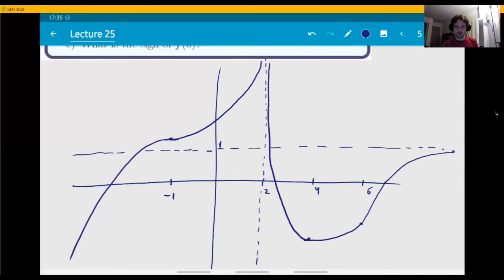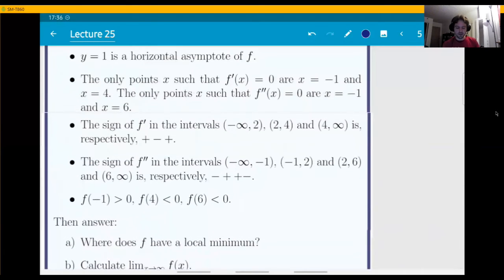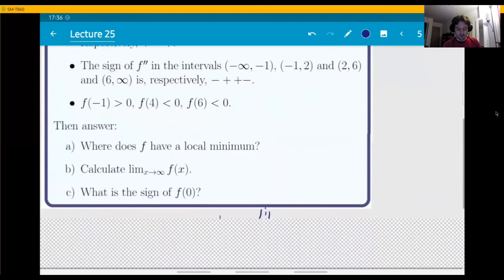There are many problems where you have to do this with a specific function. In a few problems, nobody's going to tell you all these properties. You have to determine them yourself and then draw a sketch. All right, let's go to these questions now.